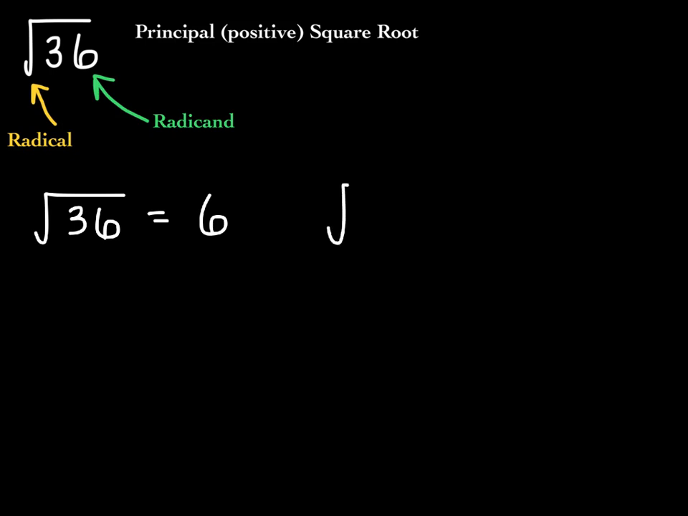So we would not say that this is equal to negative 6. Now this might be confusing for some people because we all know that negative 6 squared is 36. So some people may think, well, no, negative 6 is a square root. You're right, it is a square root, but it's not the principal square root. It's not the positive square root. 6 is the principal or positive square root of 36.